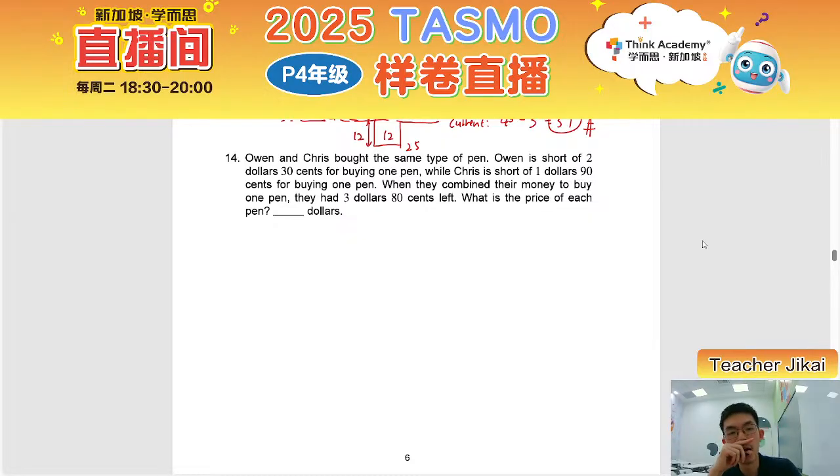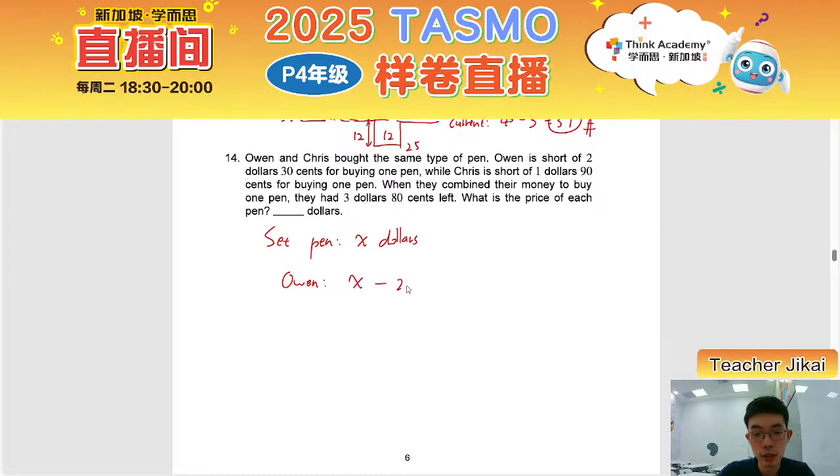Question 14. Owen and Chris board. Okay, this is also easy. So it is about using algebra to solve the question, right? So first, we set the pen as $X. Then we know how much money Owen has, right? Owen is short of $2.30. So Owen's dollars are X minus $2.3. How about Chris? He is short of $1.90, so X minus 1.9, right?